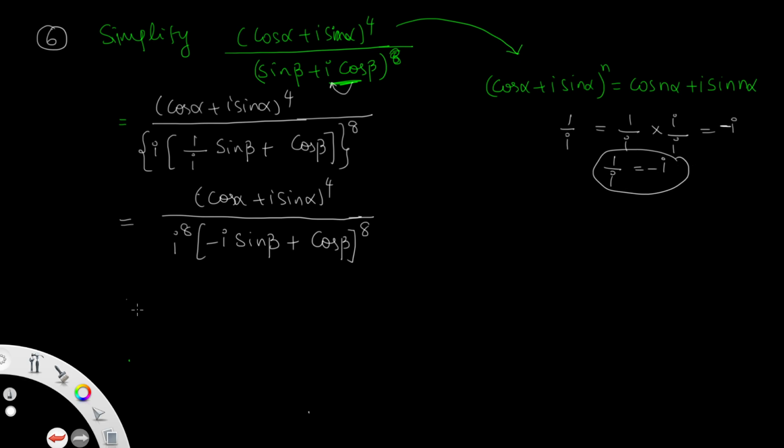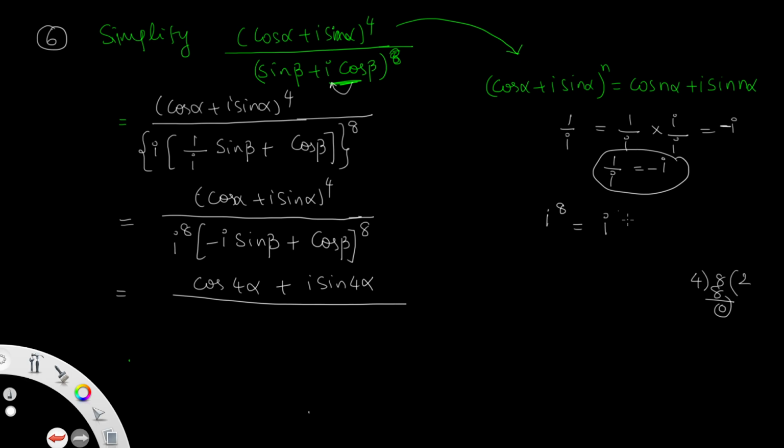Now it is in the form of De Moivre's: (cos alpha + i sin alpha) to the power of 4 is cos 4 alpha + i sin 4 alpha, divided by i to the power of 8. From complex numbers we learned that if the power of i is greater than 4, divide the power by 4 and the remainder is the new power of i. Here 8 divided by 4 leaves remainder 0, so i to the power of 0 is 1. Therefore i to the power of 8 is nothing but 1.